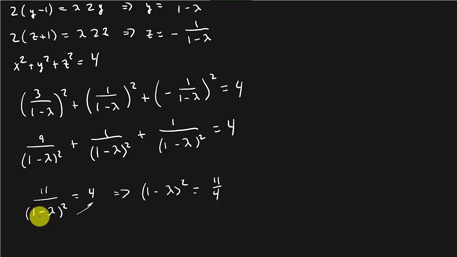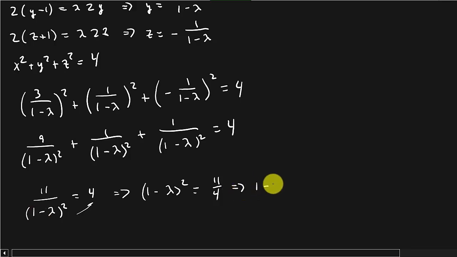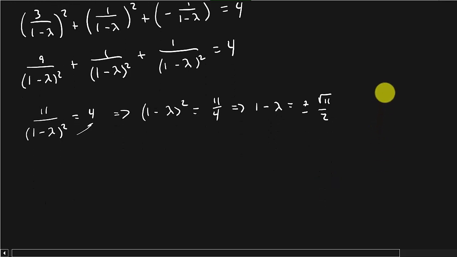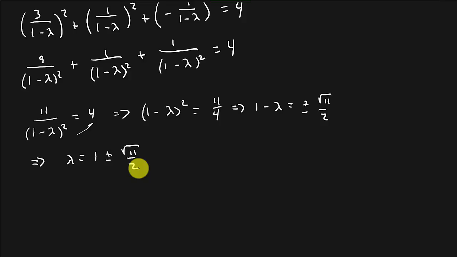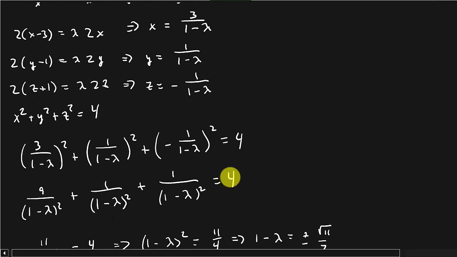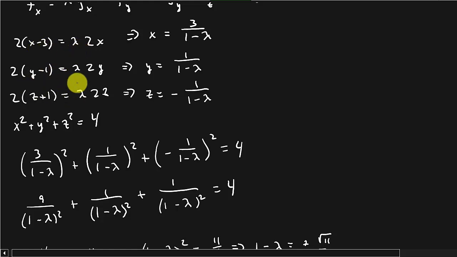All right, so this tells me that 1 minus lambda is equal to plus or minus square root of 11 over 2. And so that's going to give me lambda. Move the lambda over here and the 1 over here. That's going to be 1 plus or minus square root of 11 over 2. So that's lambda. And so from this, I can get x, y, and z.